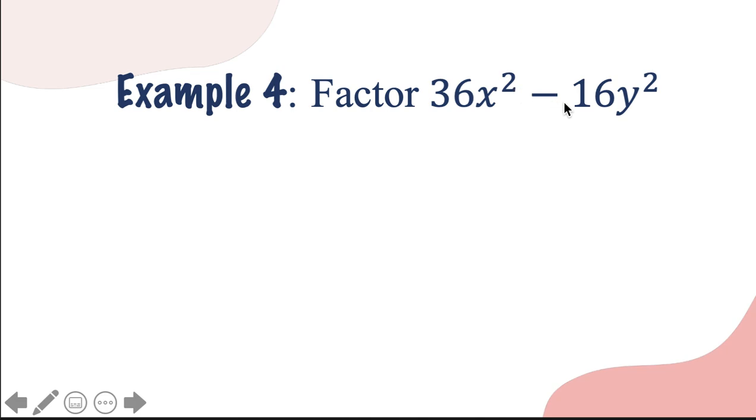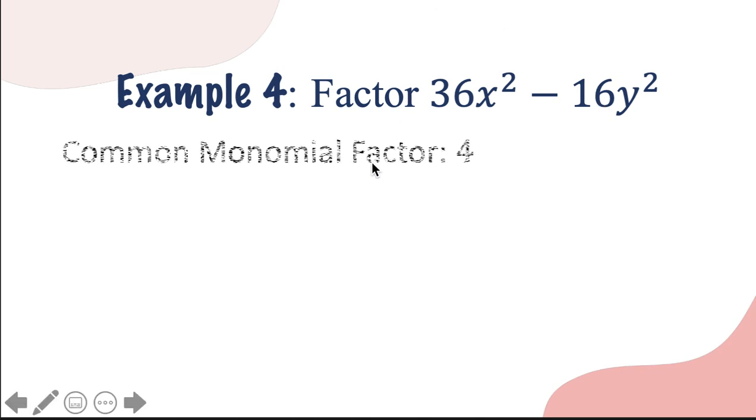36x squared minus 16y squared. So, first step is to check whether there is a common monomial factor. And as you can see, there is a common monomial factor when it comes to the constant terms. So, we have here 36 and 16. The CMF, or the common monomial factor, is 4, or the greatest common factor of these two numbers is 4.